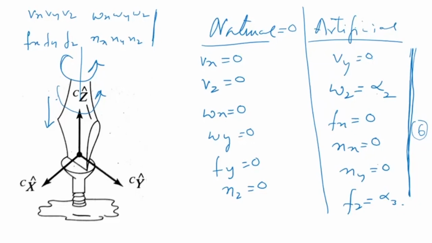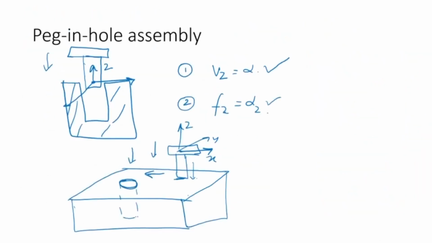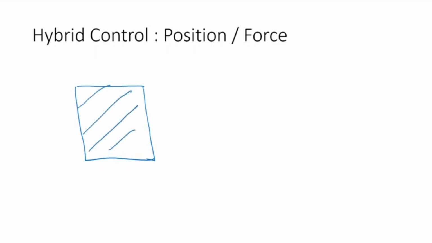You can divide them into natural and artificial and then proceed. Now let's look at something which we call hybrid force position control. In hybrid force position control, for example, this is an object, and a robot is holding it.